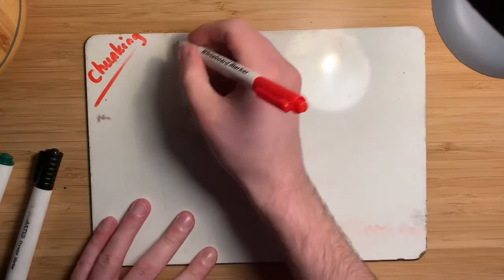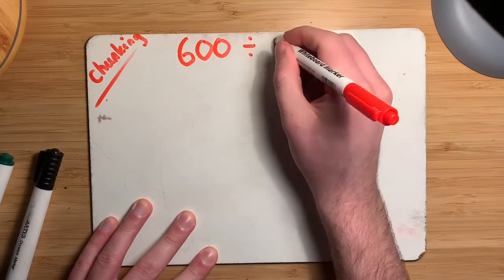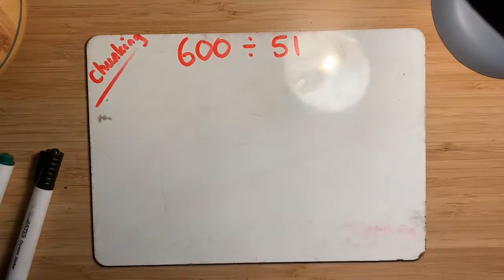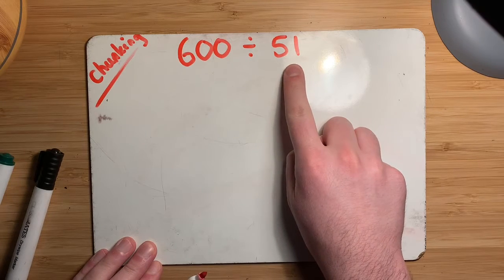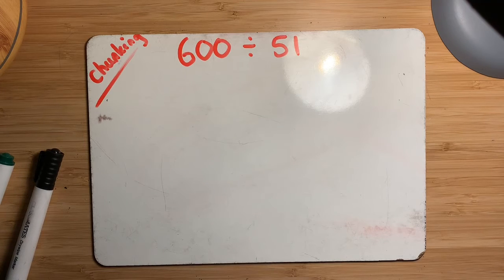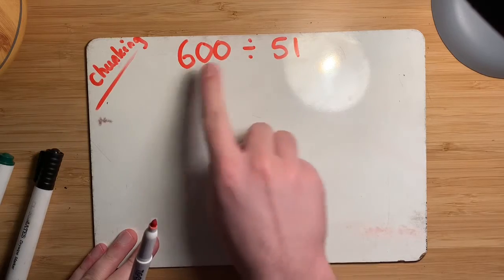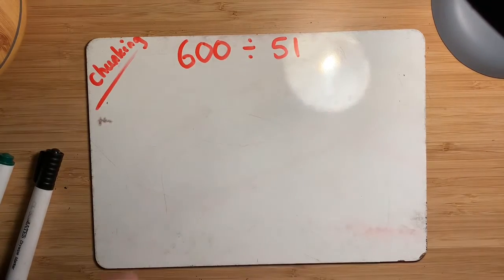The example we're going to work on though is going to be 600 divided by 51. And so basically when you're doing your chunking, you basically want to just take off as many chunks of 51 away from 600 until you get down as low as you can. Because remember, division is the same as repeated subtraction. So if we just took off 51 enough times and counted how many times we took 51 off, we would find out what the division was.